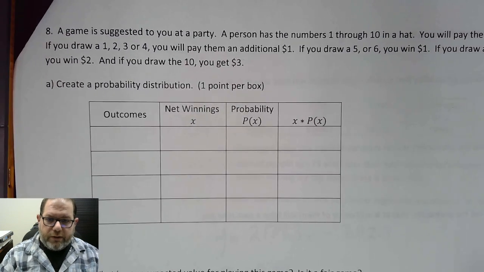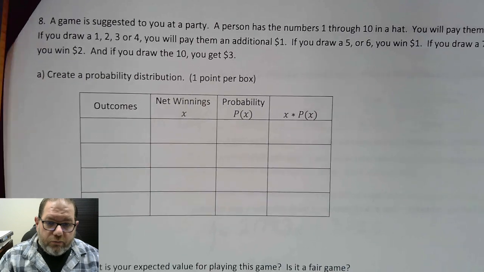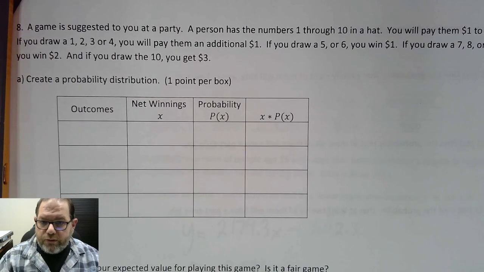Now in problem 8, a game is suggested to us at a party. This is from now chapter 6, these last two problems. A person has the numbers 1 through 10 in a hat, and we will pay them $1 to play. If we draw a 1, 2, 3, or 4, we will then pay them an additional $1. If we draw a 5 or 6, we will win $1. If we draw a 7, 8, or 9, we'll win $2, and if we draw the 10, we'll get $3.